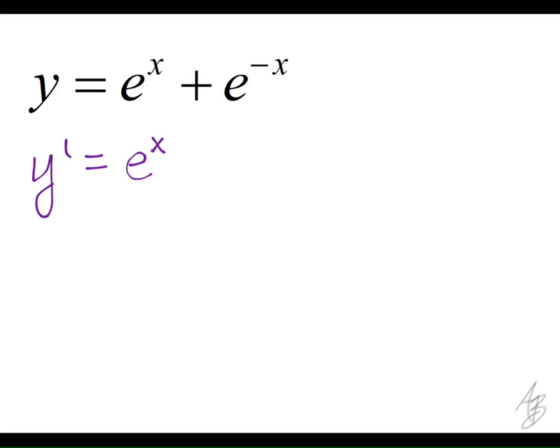Yep, e to the x times the derivative of that, so it would be e to the x times 1. And how about the second one? Negative e to the x. Yeah, negative e to the negative x. All right, so I'm going to take the negative part off here just for a second.